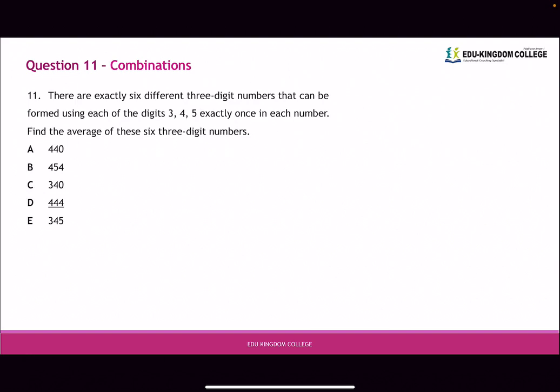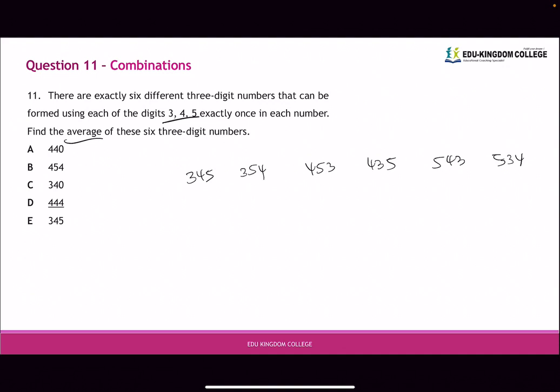Now, final question. There's exactly 6 different 3-digit numbers, okay, made with these 3 numbers. So they're going to be 345, 354, 453, 435, 543, and 534. Okay, what we need to do is find the average.